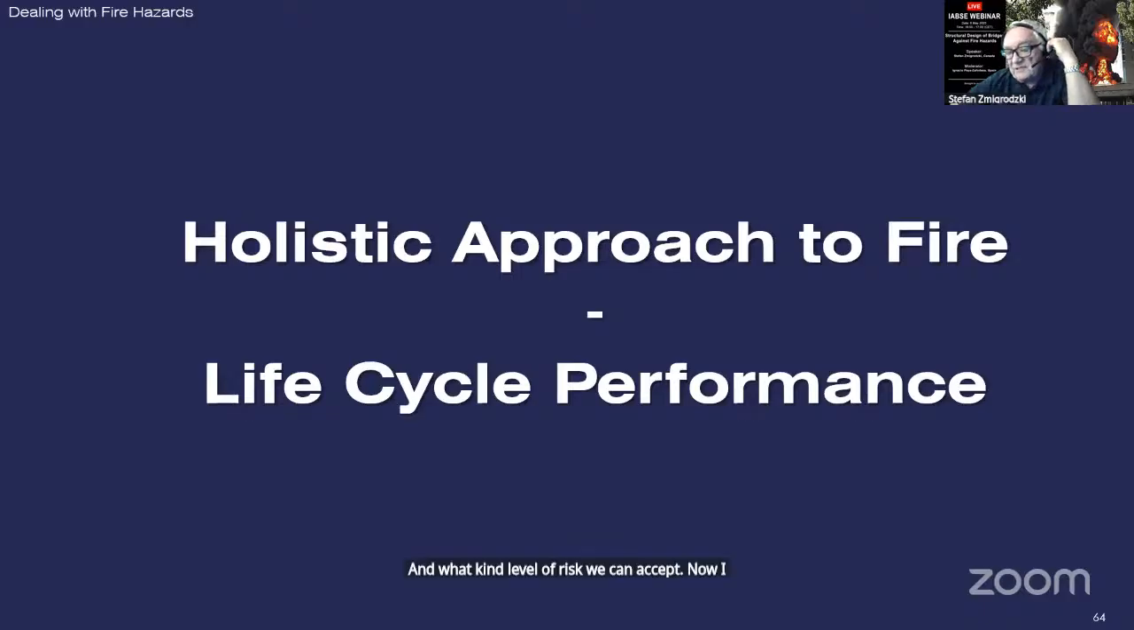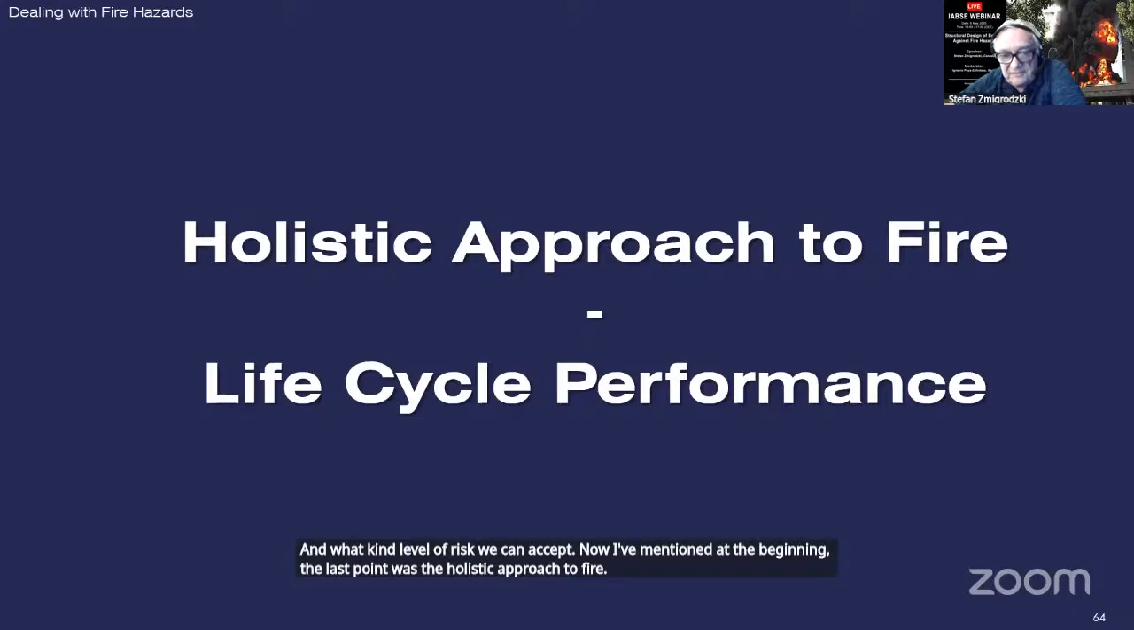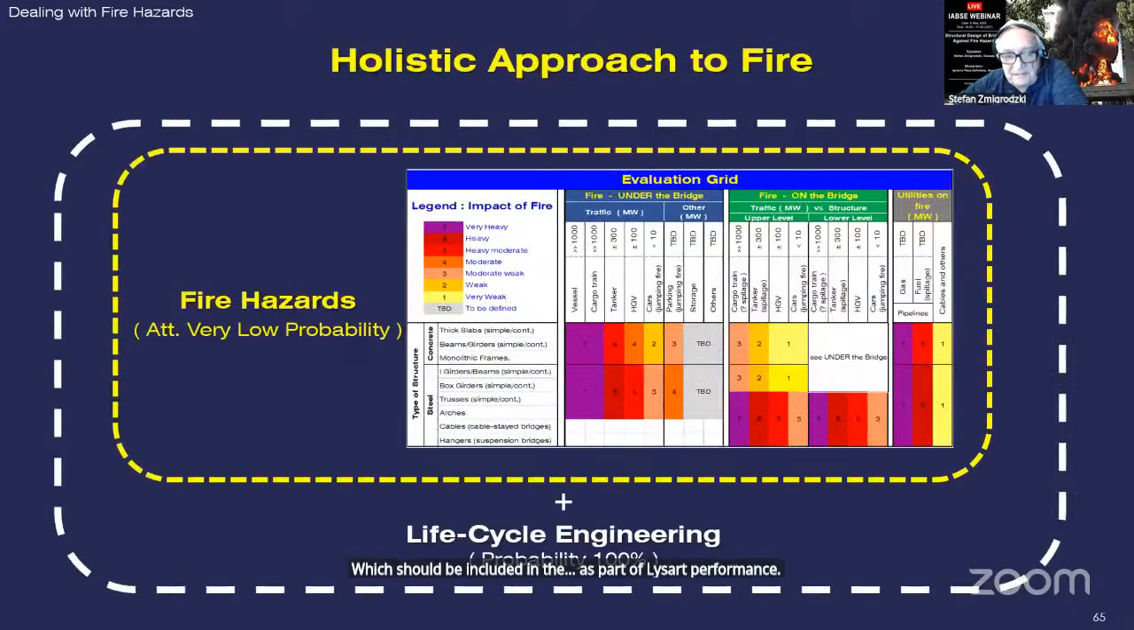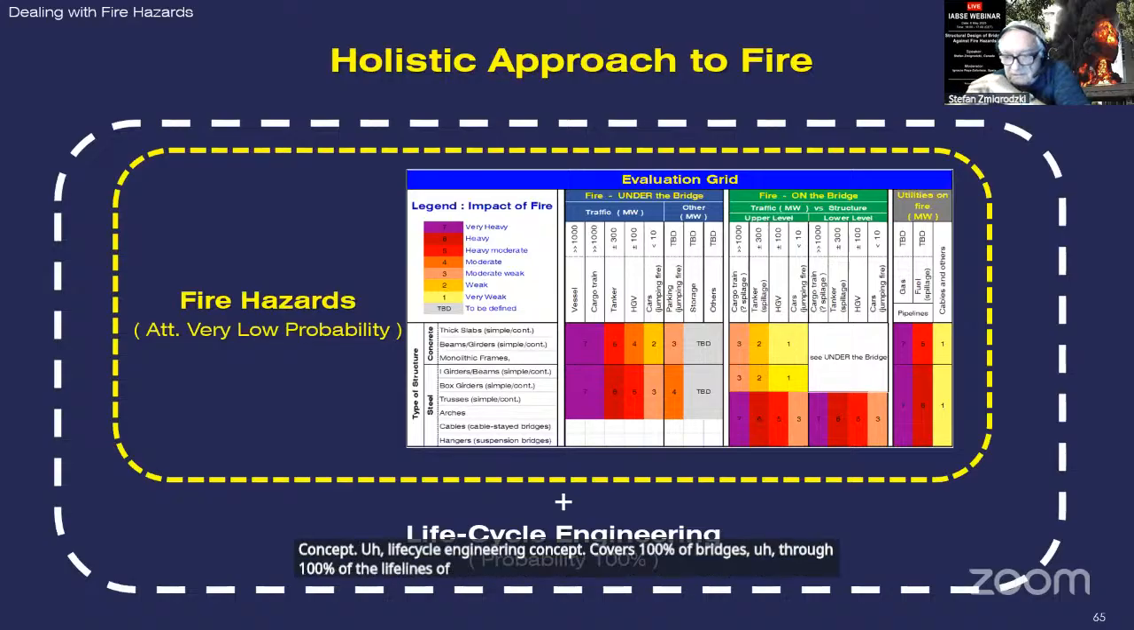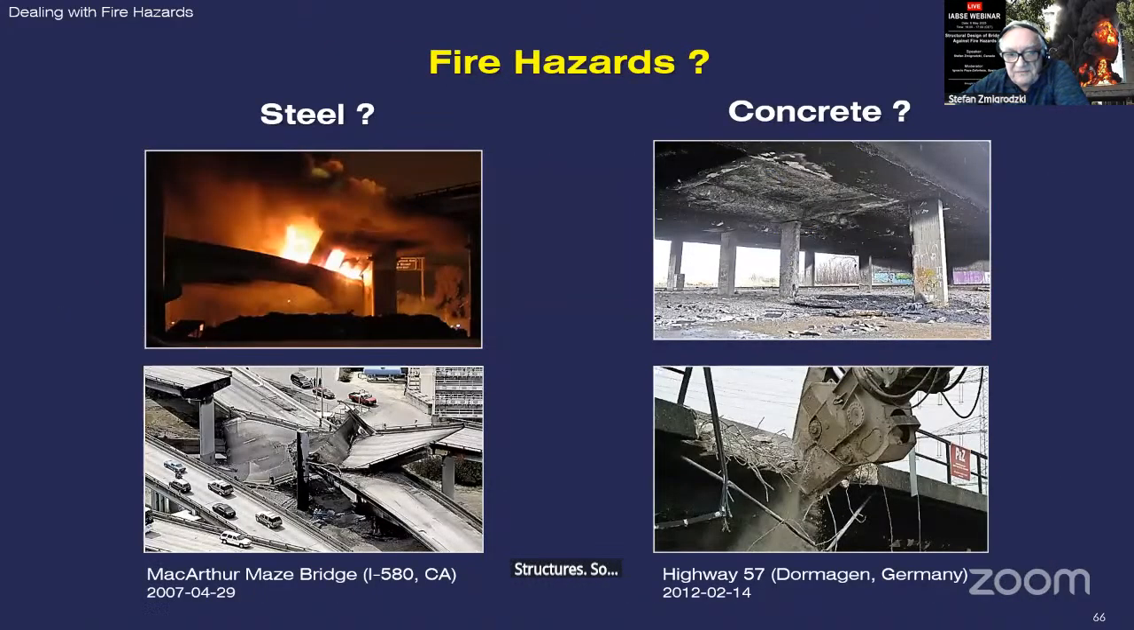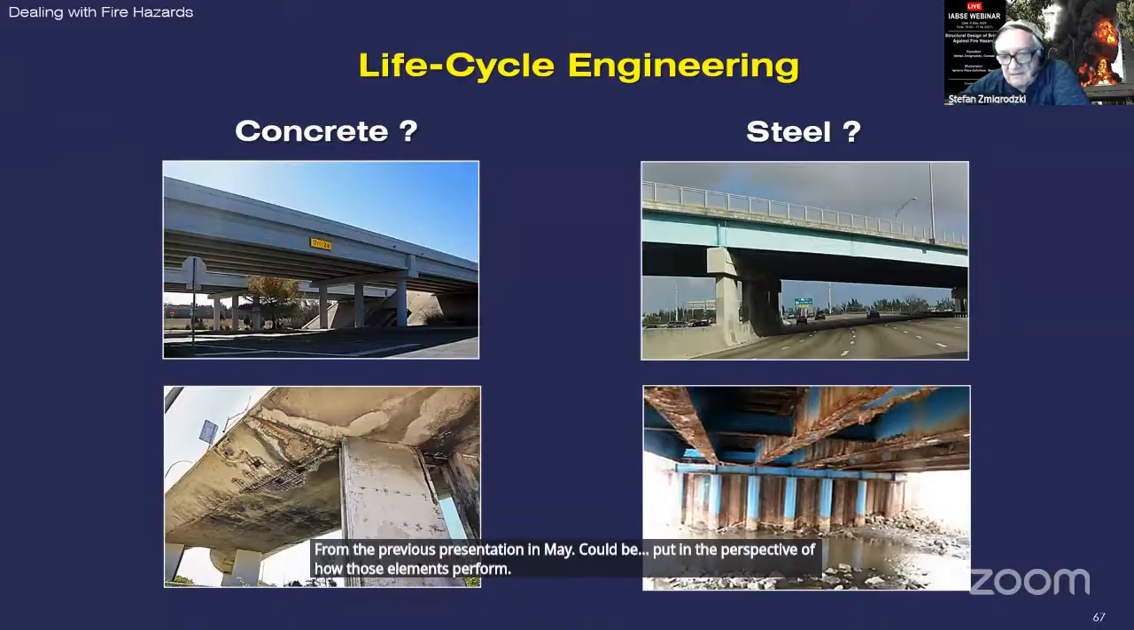Now, I mentioned at the beginning that the last point was the holistic approach to fire, which should be included as part of lifecycle performance. That's very important because the probability of fire is very low. And should this always be part of the life cycle engineering concept? The life cycle engineering concept covers 100% of bridges through 100% of the life length of those structures. So they are designed for fire, which can have different types of impact. And once again, two examples from the previous presentation could be put in the perspective of how those elements perform during their life.